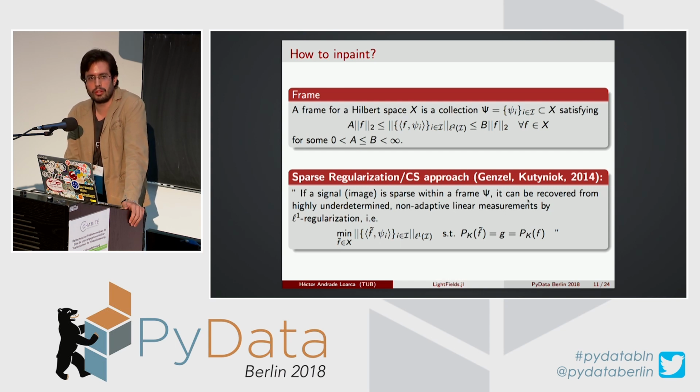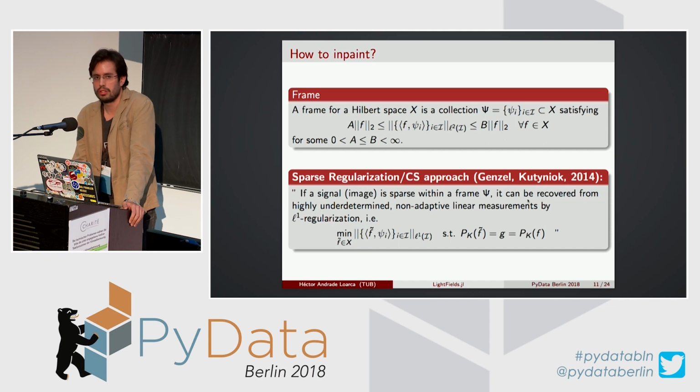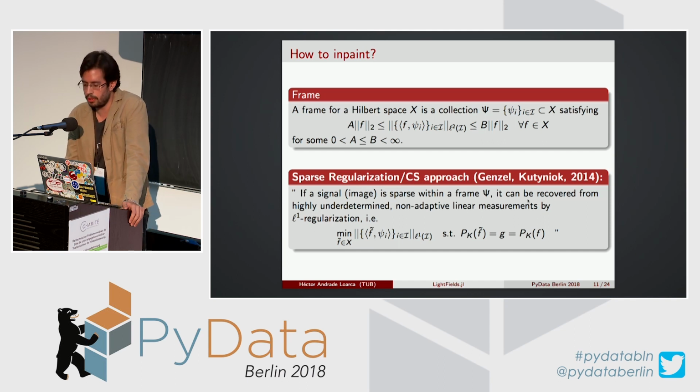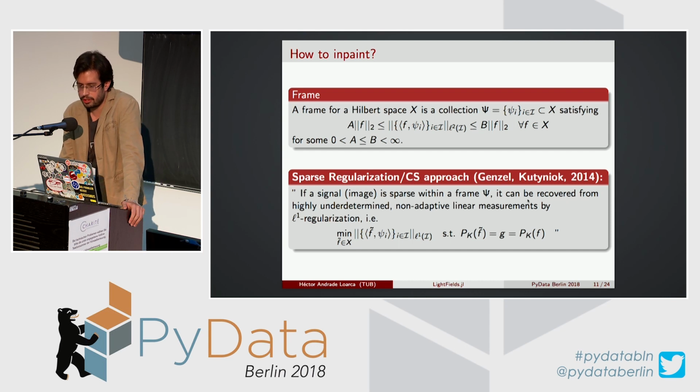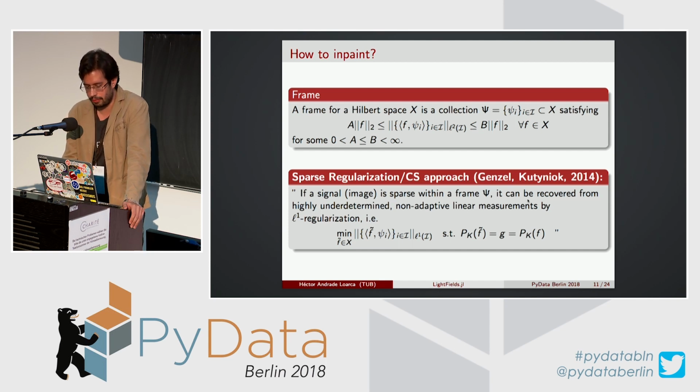Inpainting is based on a mathematical concept that is known as frame. A frame is just a generalization of an orthonormal basis. So in a frame, you actually have the possibility to have redundancy, and this lets you compress images. This basically means that the expansion of the image in this basis is sparse, that a lot of coefficients can be set to 0.